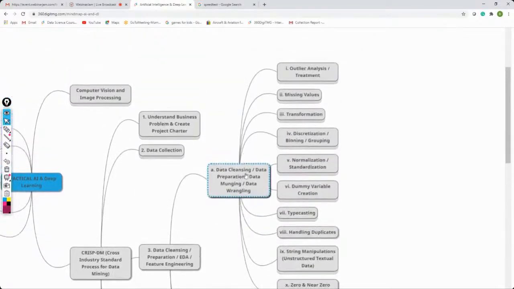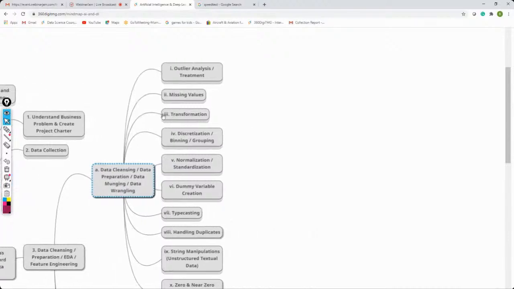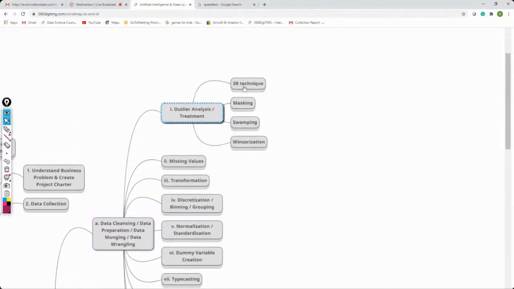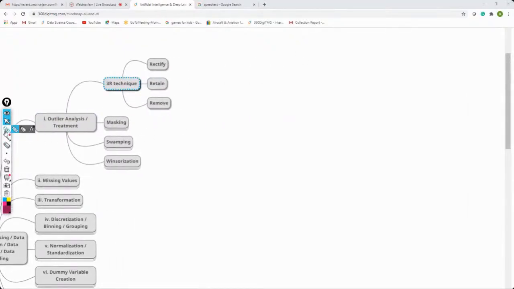Data cleansing, data preparation, data munging, data wrangling. Here, the first thing that you need to understand is outlier analysis, which is also called outlier treatment. What do you mean by that? Okay, we are getting there. And there is a term that I personally coined, called the 3R technique. I haven't seen it anywhere, and if someone has copied from me, I'm not sure about that. So the 3R technique, I'm going to explain this.